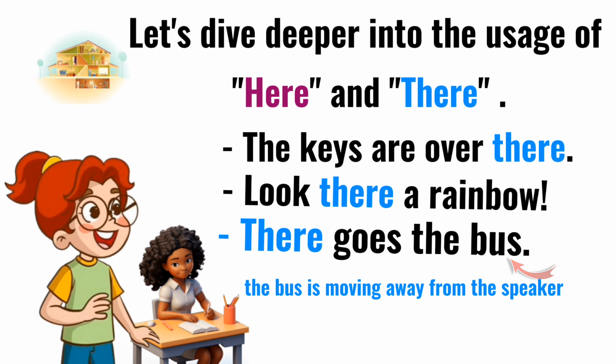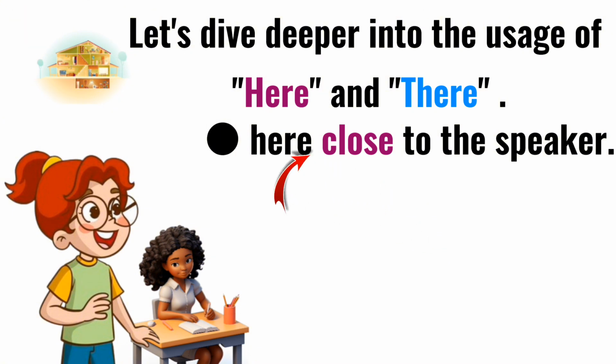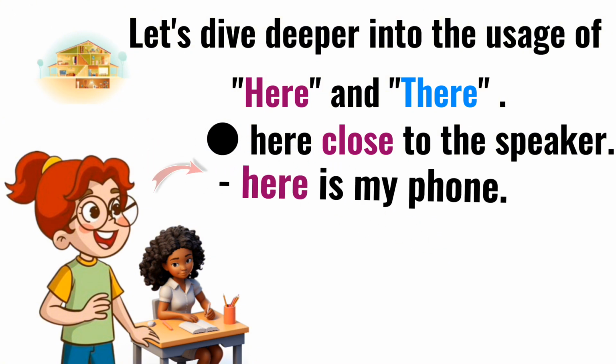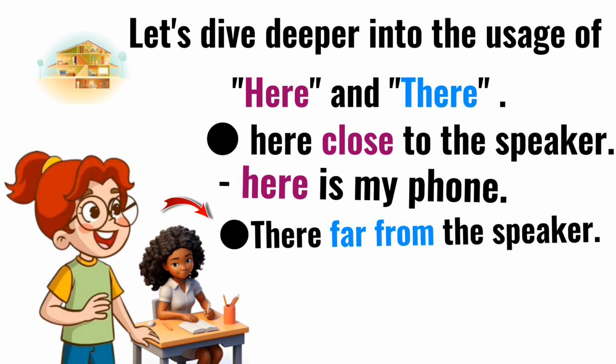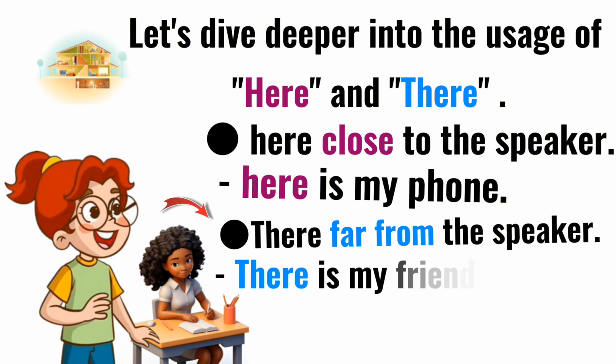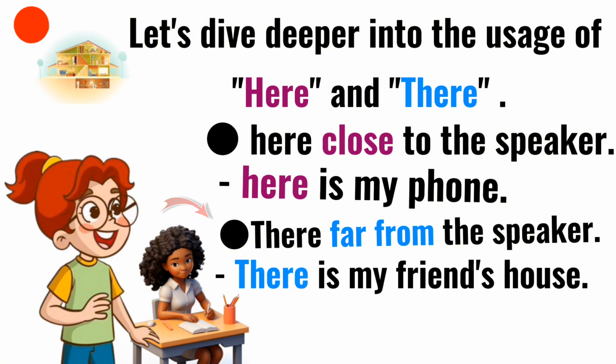In short, to compare them, here: close to the speaker. Example: Here is my phone. The phone is near me. There: far from the speaker. Example: There is my friend's house. The house is far from me.